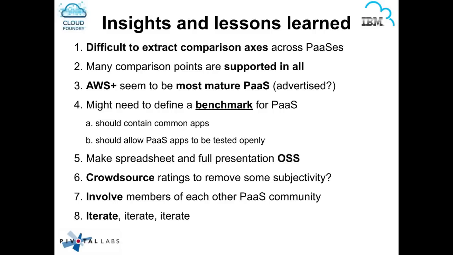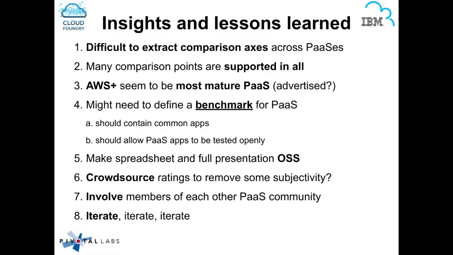AWS at this point is certainly very mature. It makes sense, to some extent. It brings the question, should we build a benchmark for PaaS? Some people have talked about performance benchmarks, but some kind of a benchmark for features. And then, of course, it would be things like having a common set of apps, allowing these apps to be tested openly so that you get multiple feedback. That may be something we can do. Certainly the spreadsheet, we could make it open source so that other people could contribute to the data. So we could have better statistical sampling of it, crowdsourcing the ratings, and involving other people such as yourselves, right?